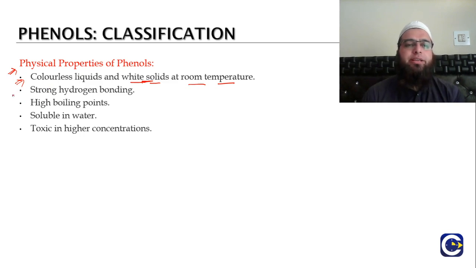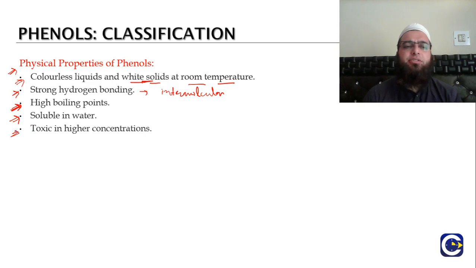In phenols, there is strong intermolecular hydrogen bonding. The hydrogen bonding between one phenol molecule and another is very strong. That's why these have high boiling points, and this is also the reason they are comparatively soluble in water. Okay, they are soluble in water as compared to alcohols.